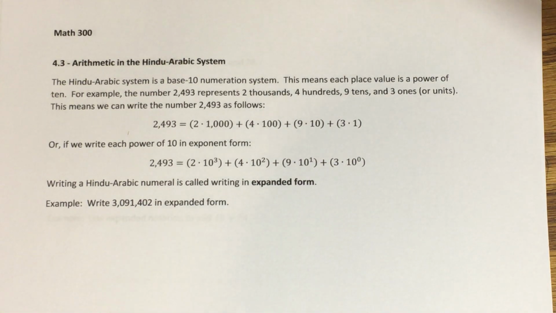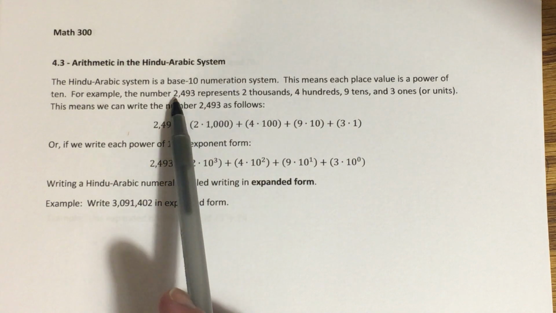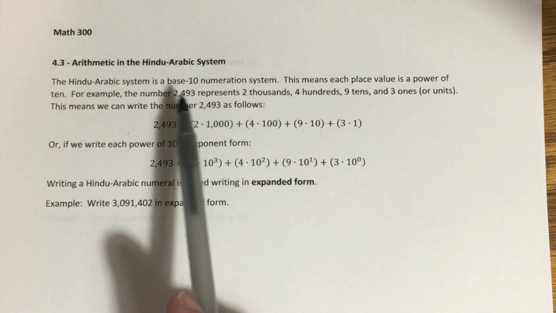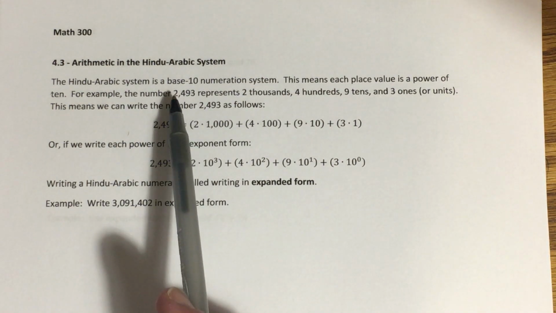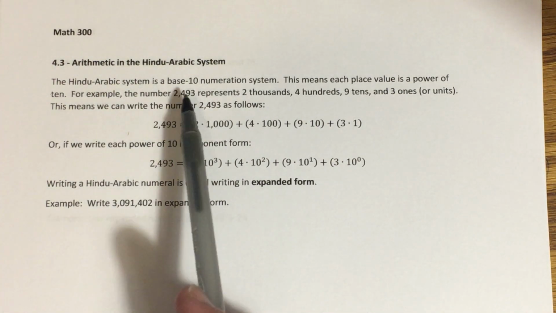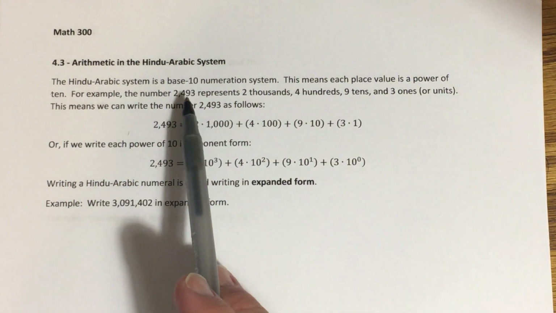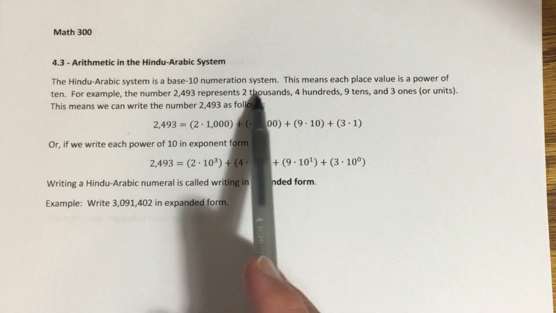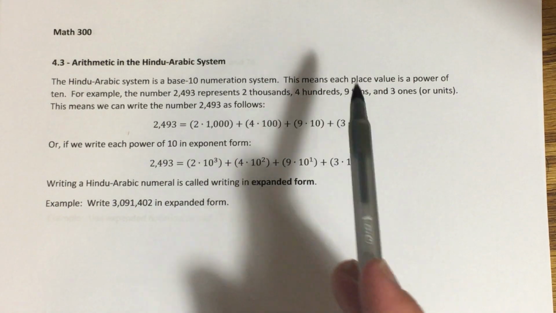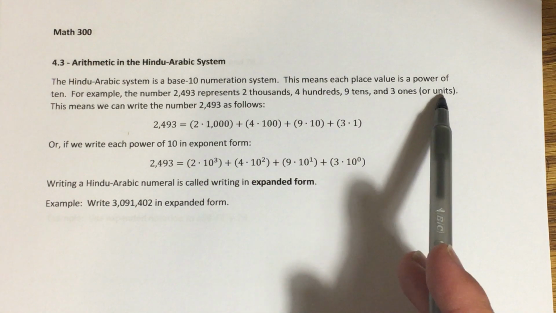So the first place that we want to start is thinking about place value, which we've already talked about. So take as an example the number 2,493. Each digit, as we know, has both a face value and a place value, and the place value determines which power of 10 that digit represents. So 2,493 represents 2 thousands, 4 hundreds, 9 tens, and 3 ones, or we also call the ones place the units.